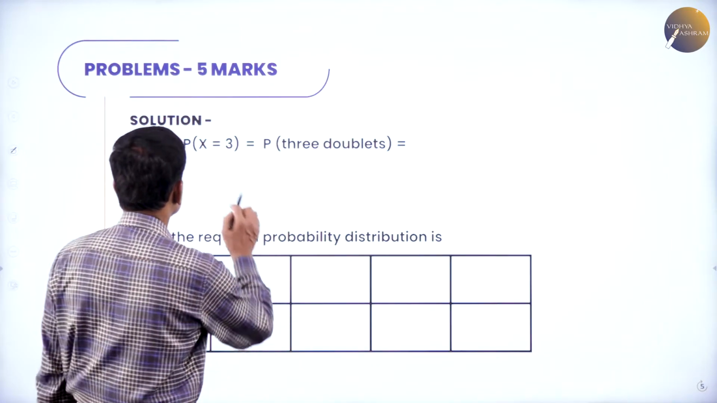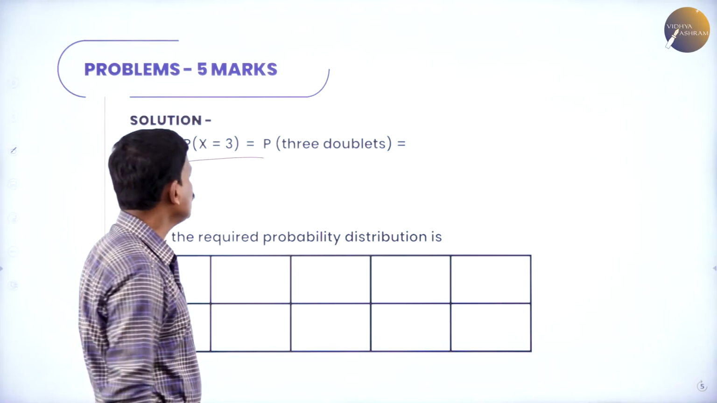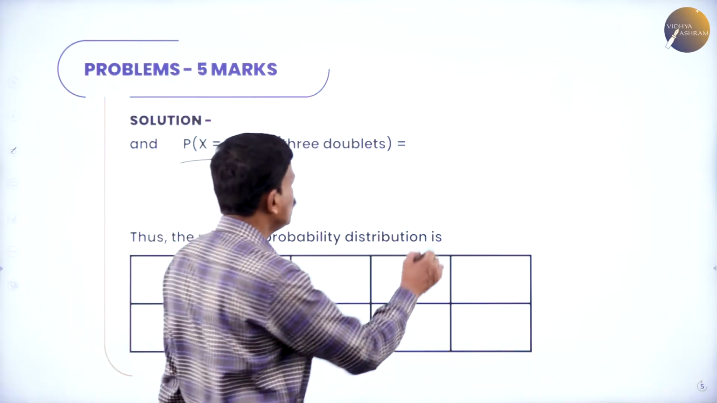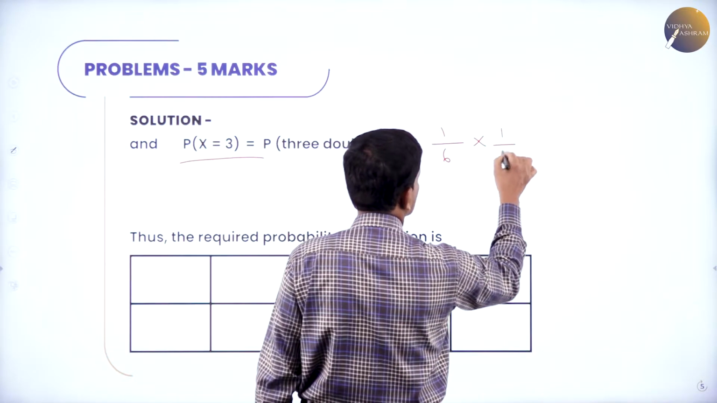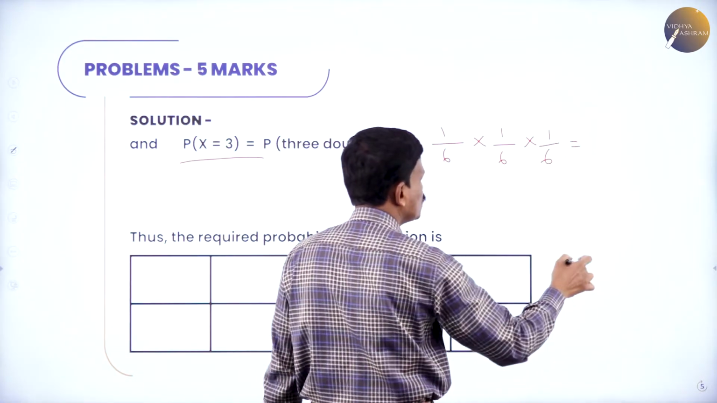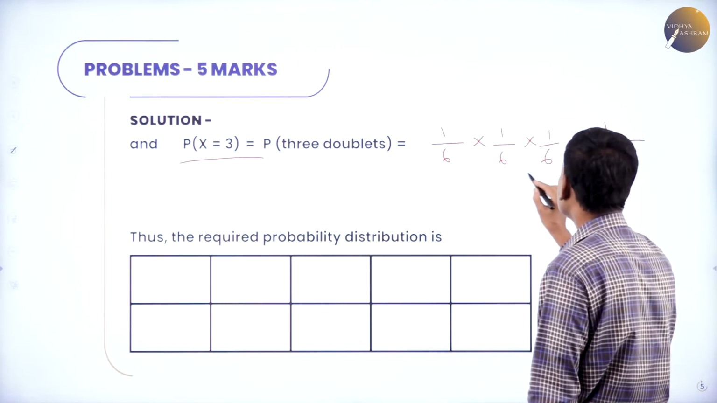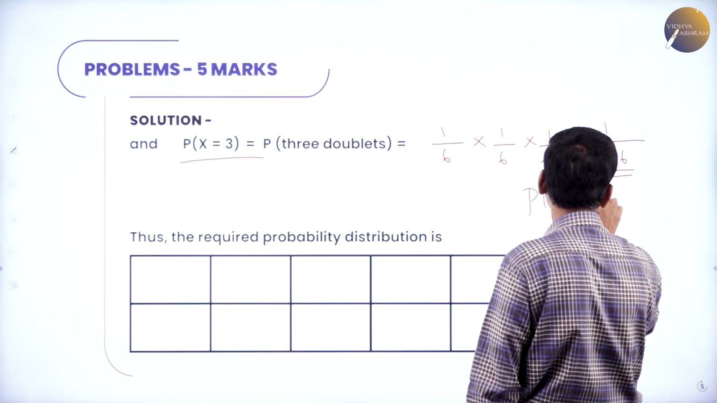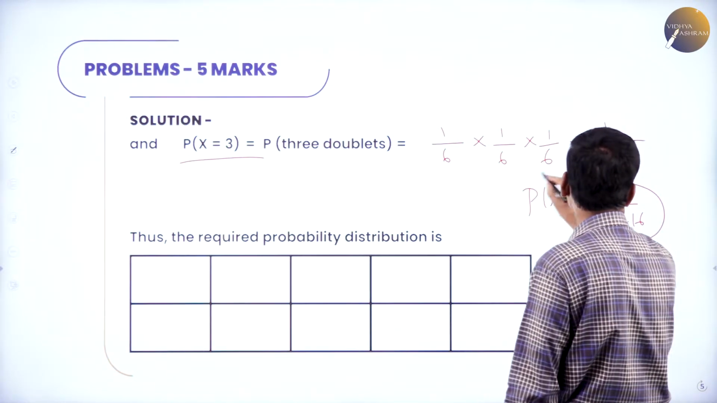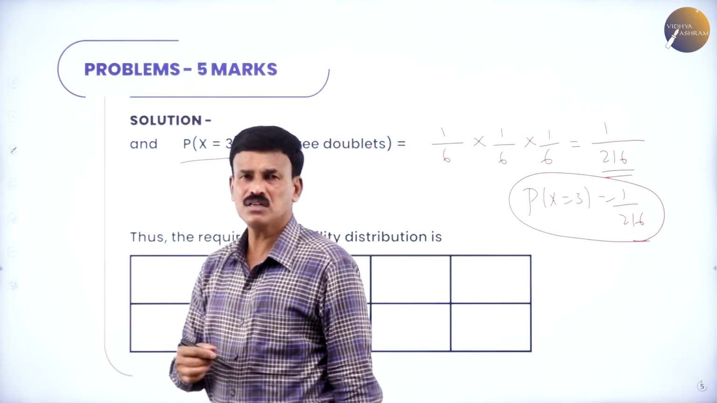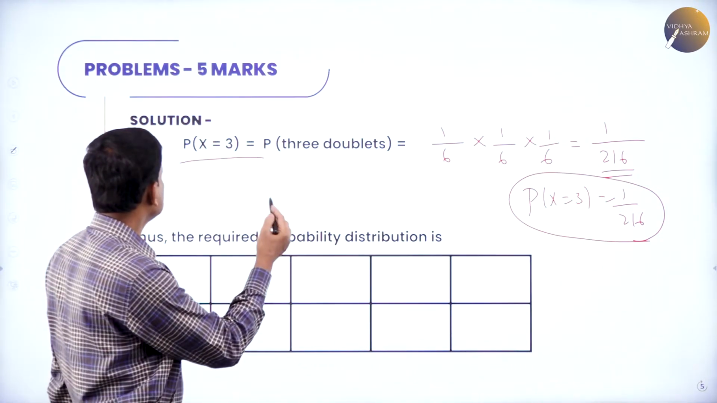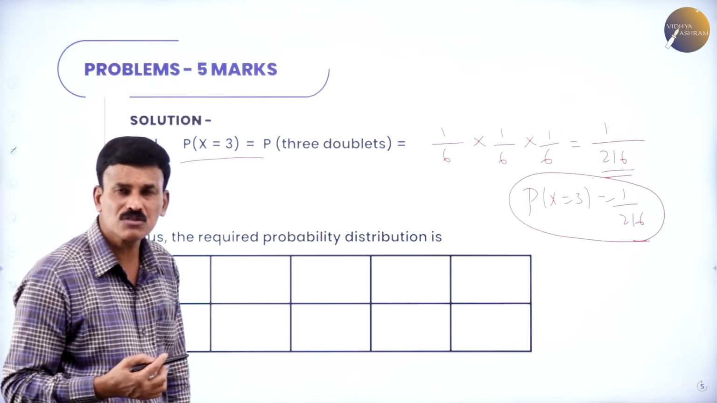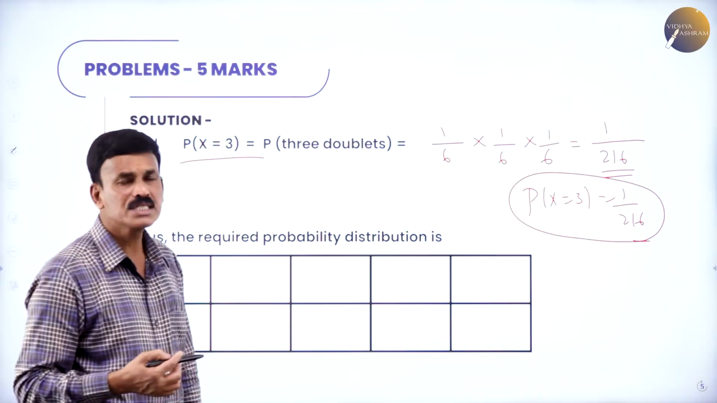Now, let us come to the case 3. What is the case 3? The probability of x is equal to 3 means 3 doublets. All the 3 are doublets. So, the doublets are 1 by 6 into 1 by 6 into 1 by 6. So, this is equal to 1 divided by 6 6s are 36 into 6 is 216. So, therefore, probability of x is equal to 3 is 1 by 216. This is the value when x is equal to 3. So, when x is equal to 3, the probability of getting a doublet is 1 by 6 into 1 by 6 into 1 by 6, that's equal to 1 by 216.